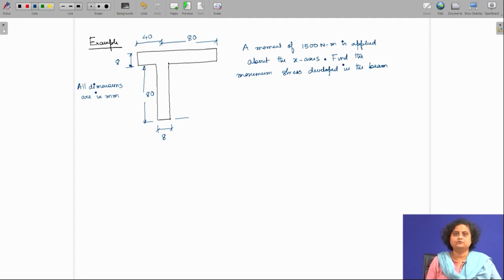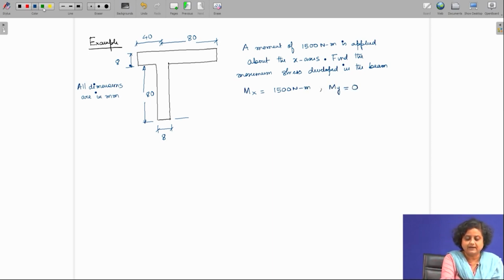Now, how do we solve this problem? The first step to solve this, we can write therefore that Mx is equal to 1500 Newton meter, whereas My is equal to 0. So, there is no bending moment applied about y axis. So, if this is the case, let us draw the x and y axis. So, this is x axis, I am drawing them through the centroid. So, this is y axis and let this be the centroid.